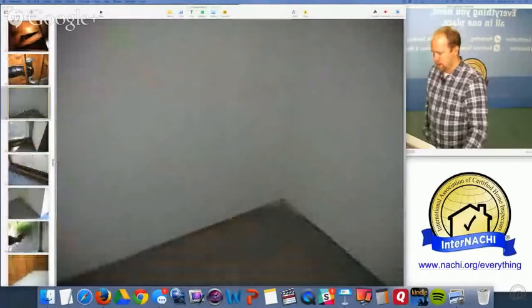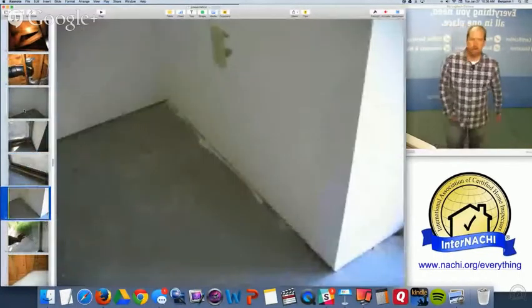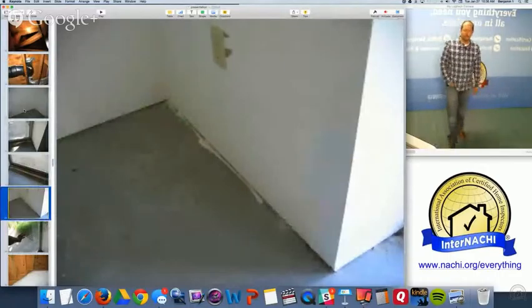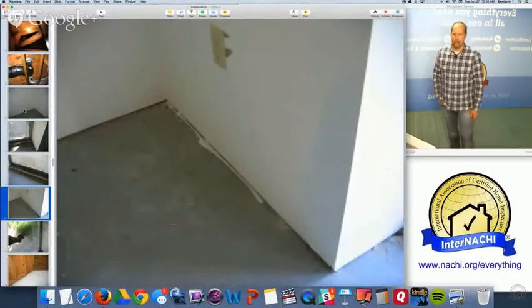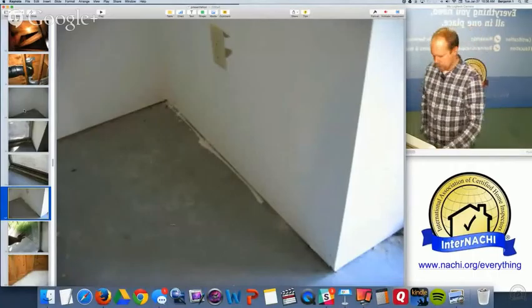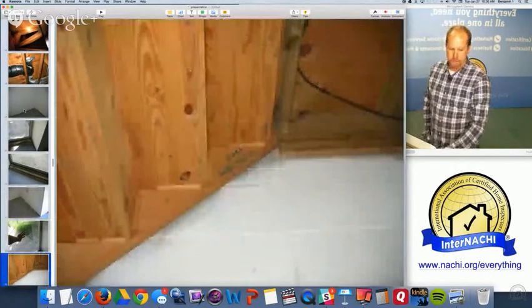Let's see, where are we? We're still in the basement. As you can tell, I've probably spent about an hour in this inspection. And I haven't even gotten to talking about mold sampling. It's all about inspecting for moisture intrusion.